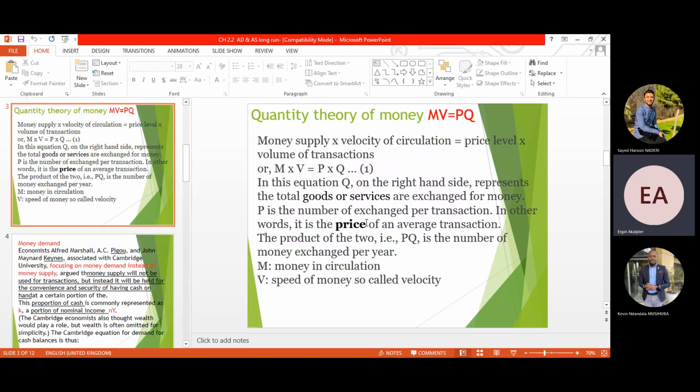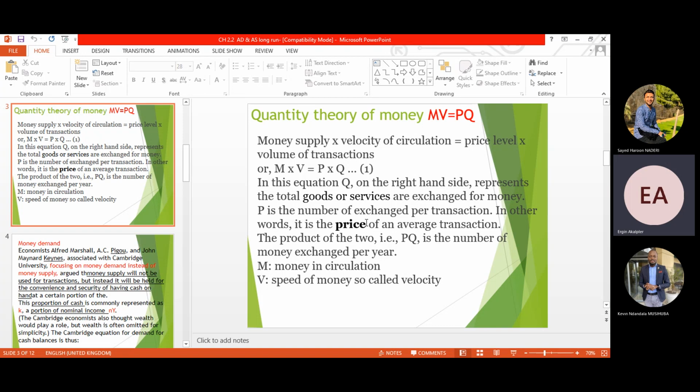As I mentioned to you, the quantity theory of money is MV = PQ, where M is the amount of money, also called the monetary value, and V is the velocity, the so-called speed of money circulating in the economy. P is the price level, and Q is the amount of produced goods and services, the so-called quantity produced. Money supply multiplied by the velocity of circulation is equal to the price level multiplied by the volume of transactions, which is the production, or produced goods and services, in the system.